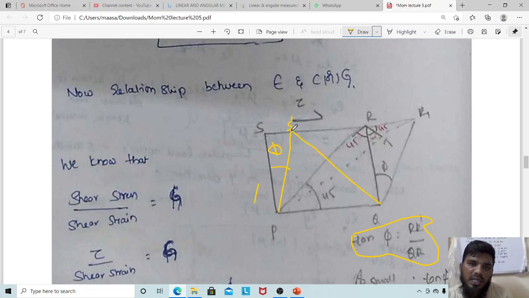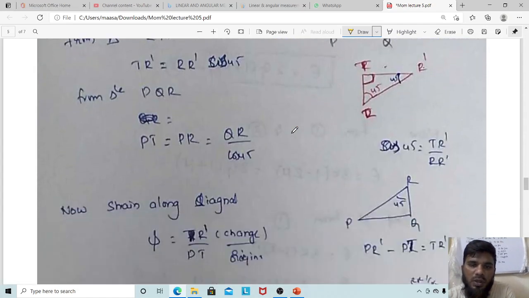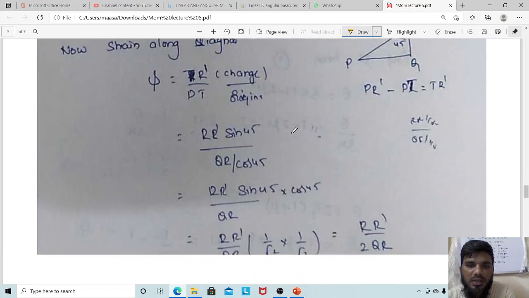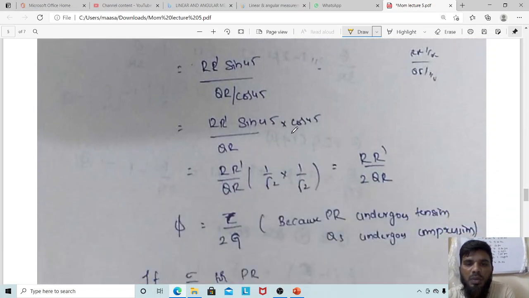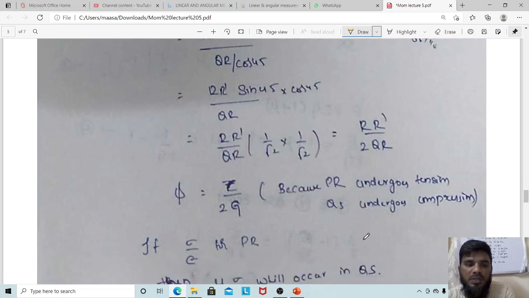Similarly, this QS, I am drawing this here. See this. Initially the diagonal was from Q to S. So now the value has been reduced. So this is a compression. Here I have written clearly, please have a look here: PR undergoes tension, whereas QS undergoes compression.